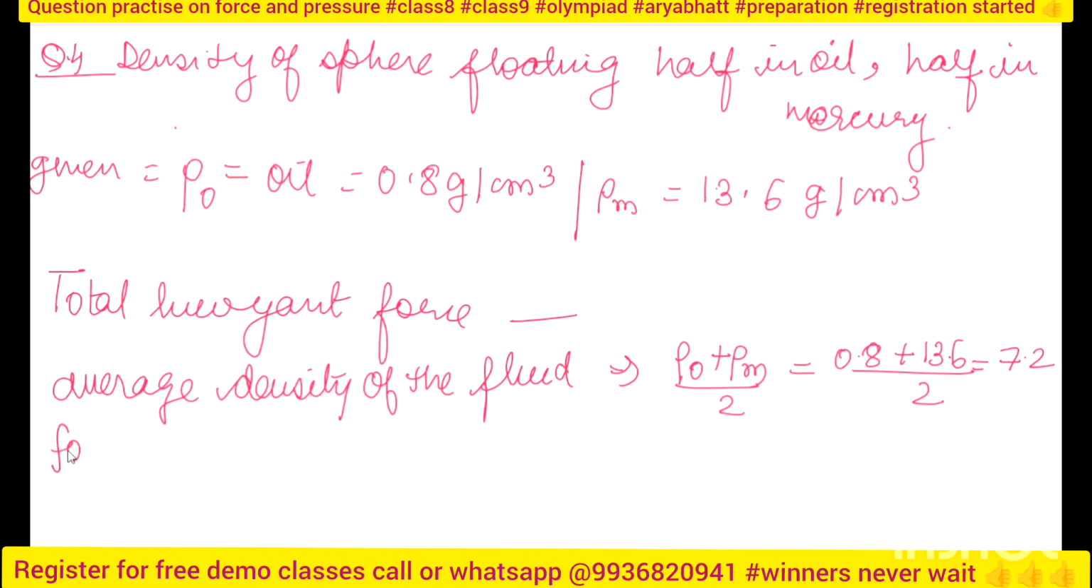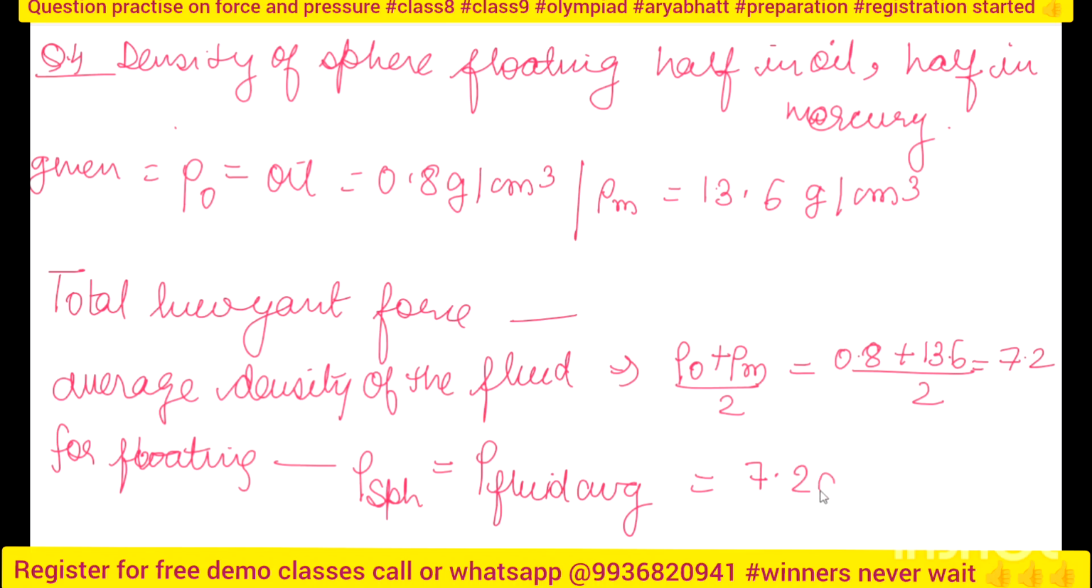So for floating, what do we need? Rho of your sphere is equal to rho of the fluid average. That only is needed for floating of any quantity. So it will be 7.2 gram per centimeter cube. So what should be the density of the sphere? I can write that the density of the sphere is 7.2 gram per centimeter cube.